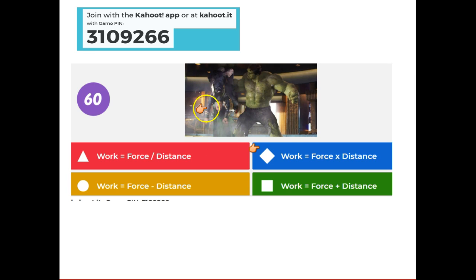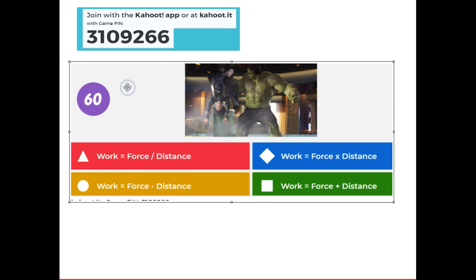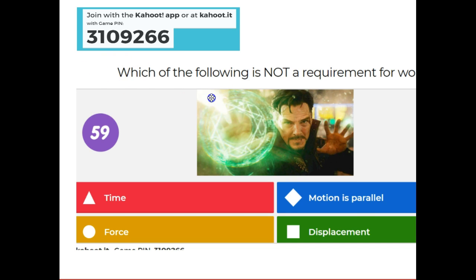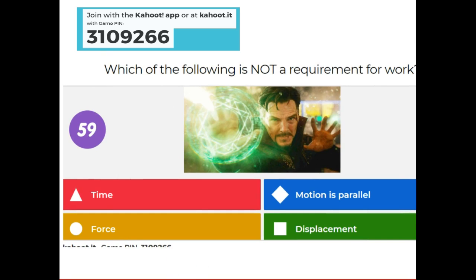So we've got, sorry. Next one is, which of the following is not a requirement for work? Which of the following is not a requirement for work? All right, go ahead, answer that one. Again, it should be loaded in a little bit. I know, Ariana, it's so sad. Okay, so which of the following is not a requirement for work? Ariana, your options are time, motion is parallel, force, or displacement.